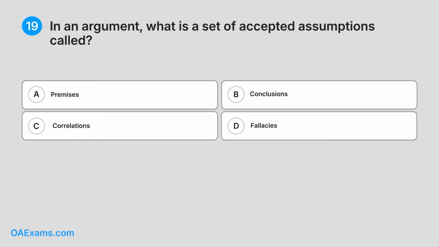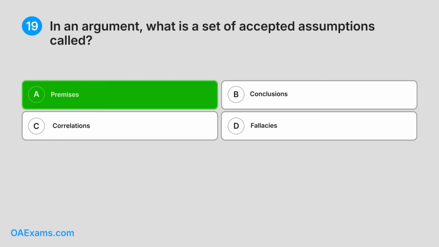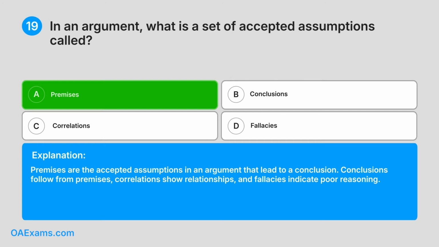Correct answer. A. Premises. Explanation. Premises are the accepted assumptions in an argument that lead to a conclusion. Conclusions follow from premises, correlations show relationships, and fallacies indicate poor reasoning.